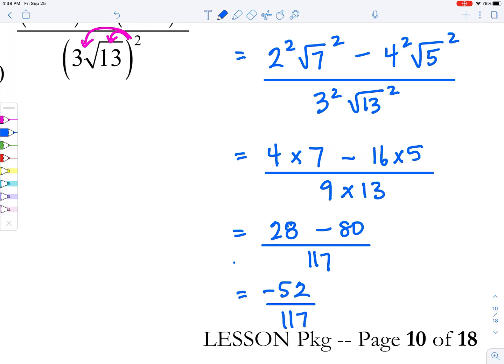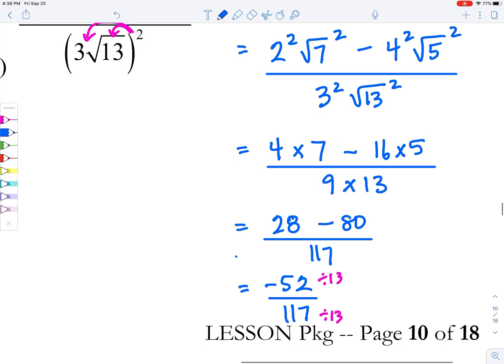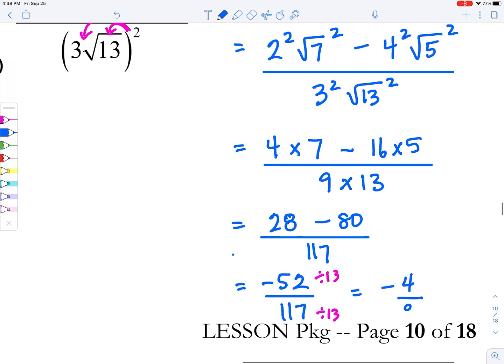So minus 52. 52 makes me think of 52 cards, and we got 4 suits of 13. So 52 is divisible by 13 and gives 4. 117, let's see, divisible by 13, it is. So if I divide the numerator and the denominator by 13, I would get minus 4 over 9. And that's the final answer.